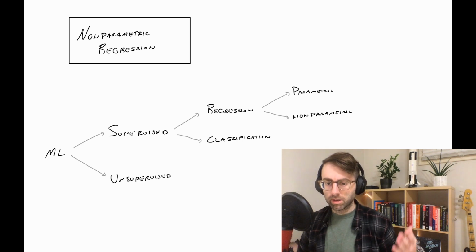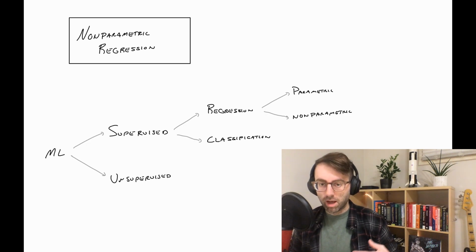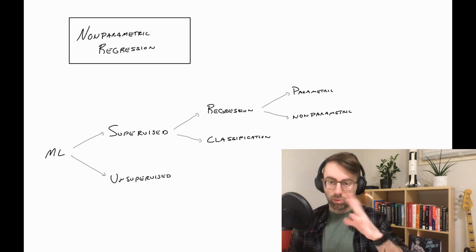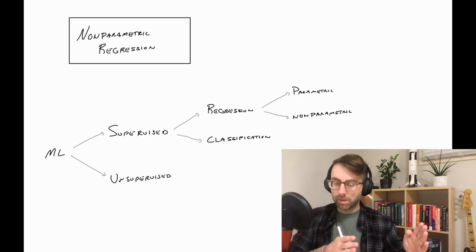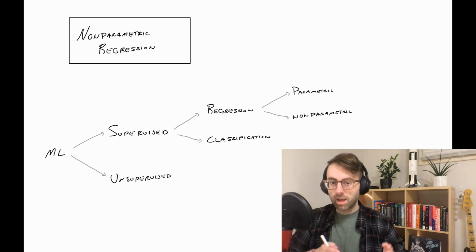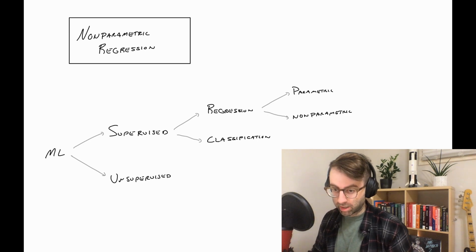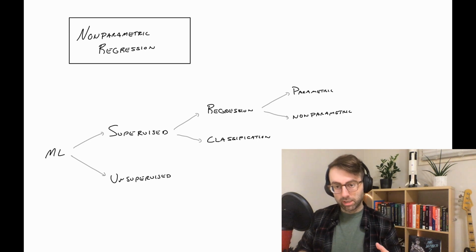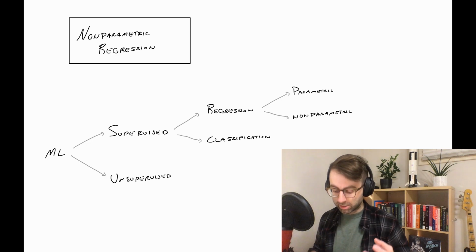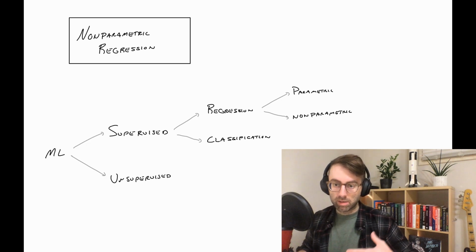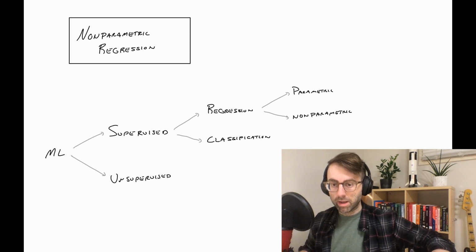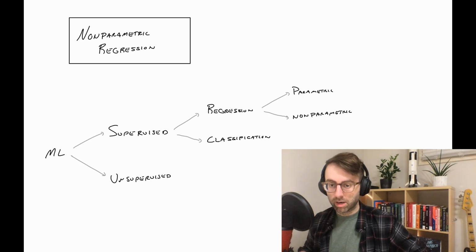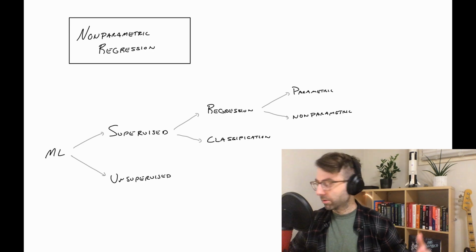Today we're going to talk about nonparametric regression. And to remind you where we are in the grander scheme of things, we're talking about supervised learning as opposed to unsupervised learning. And within supervised learning, we're talking about regression as opposed to classification. And within regression, previously, we had been talking about parametric methods, for example, linear regression. And now, today, we are going to talk about nonparametric regression.